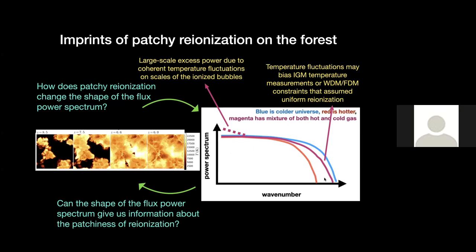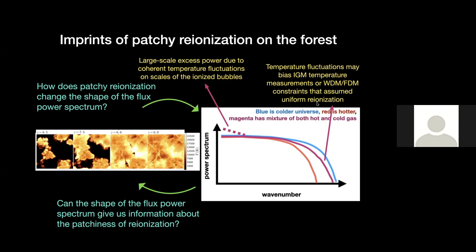This might complicate current IGM temperature measurements or warm dark matter and fuzzy dark matter constraints, because these constraints are obtained by assuming uniform reionization models. If temperature fluctuations from patchy reionization bias the shape of the forest flux power spectrum at small scales, then these measurements will also likely be biased.